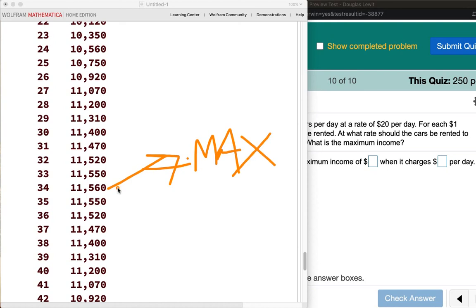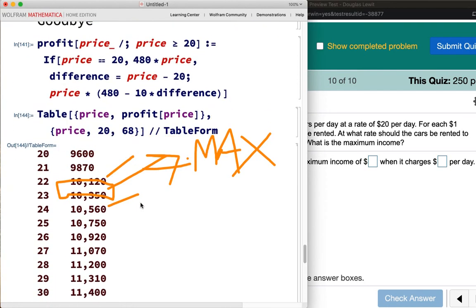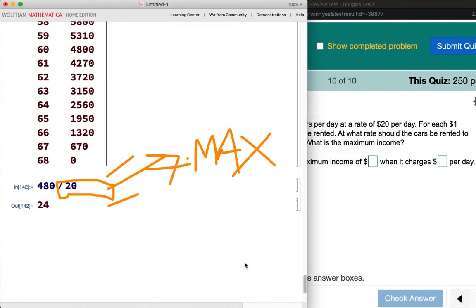So if you charge $34 a day, right over here, that's going to give you the maximum. If you charge less than that, or if you charge more than that, you're going to have less profit. You're going to make less money. So in order to make the most money, you would have to charge $34 a day. If you charge less than that, your profit goes down. And if you charge more than that, your profit also goes down.